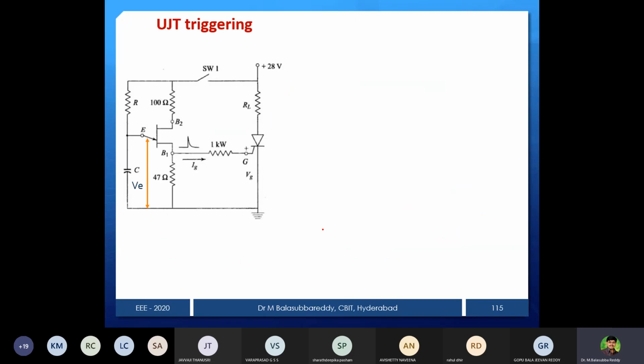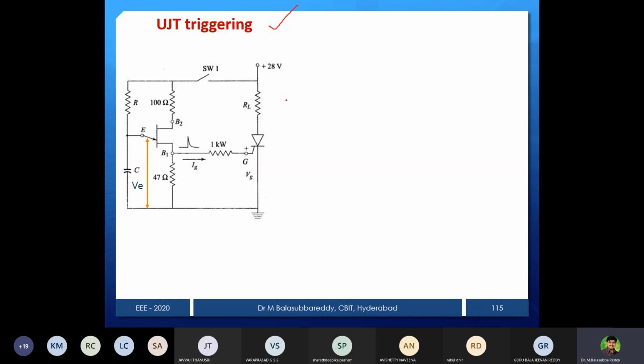Now we make use of the UJT in this actual triggering circuit, based on whatever I showed you in the previous slides about the UJT and the nature of its characteristics.